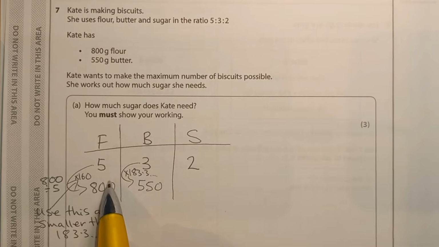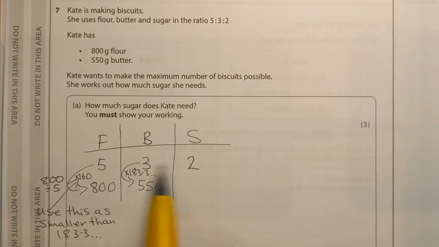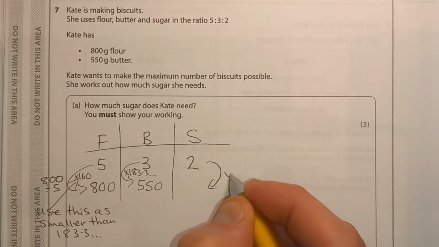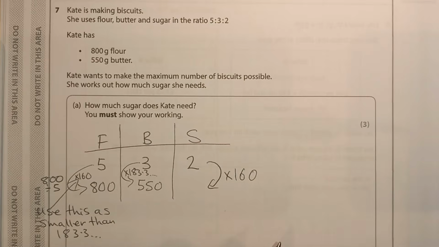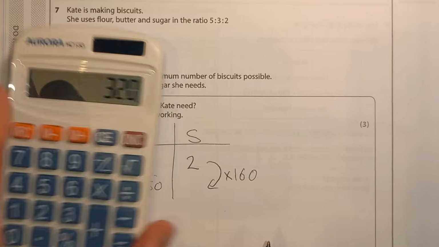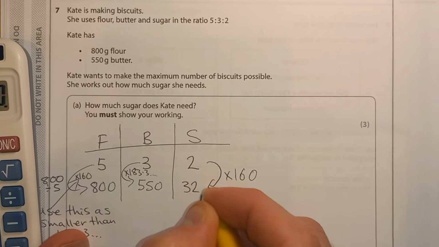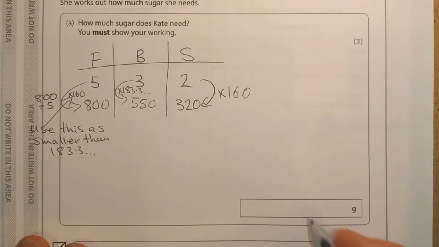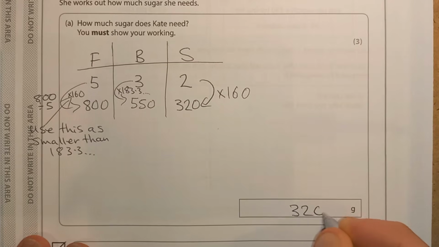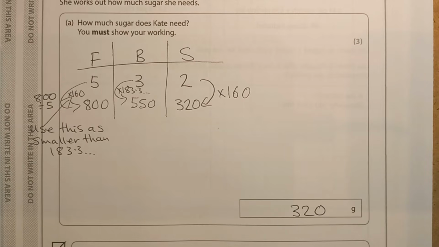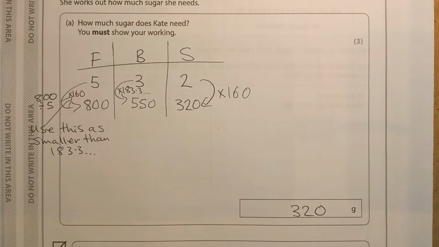Okay, so in other words, what we're saying is we're going to be doing this ratio 160 times. So we need to multiply the sugar by 160. So if we do 2 times 160, we get 320, and that's in grams. So we can put our answer in there. Okay, so we needed to work out which of the flour or the butter was going to be the most important one in using to work out how much sugar we needed.